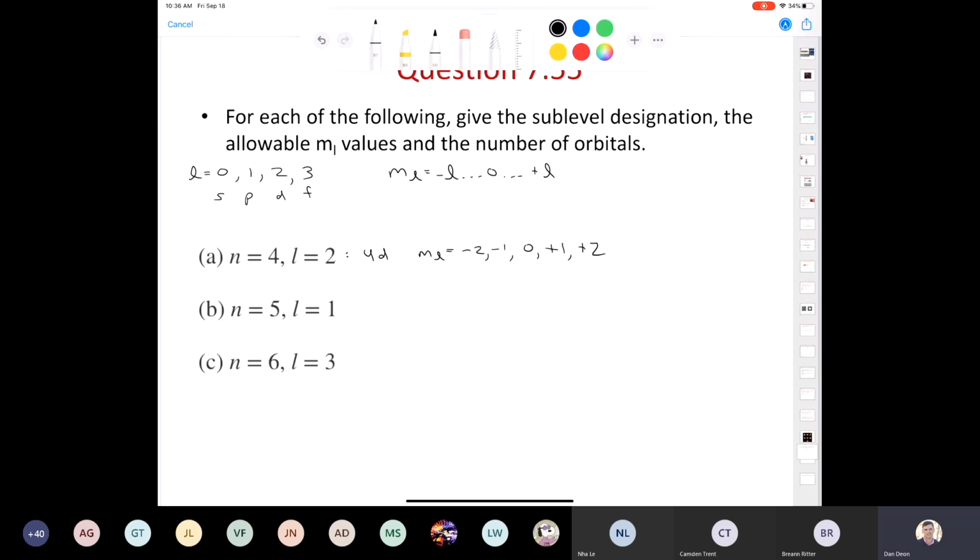And the number of orbitals. Well, every ML value is an orbital. And so I have a total of 5 orbitals. Right? So I have 5 orbitals.